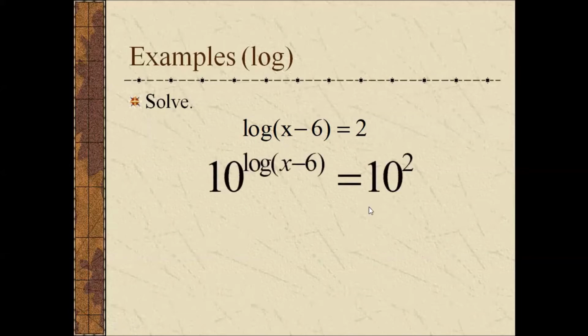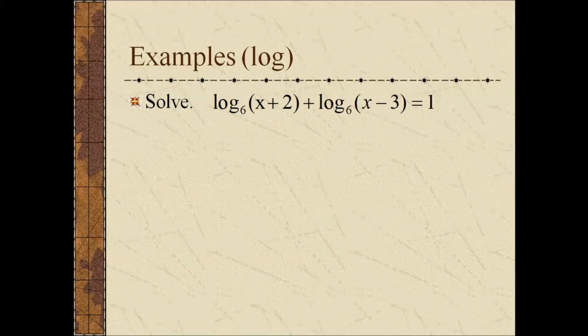And when I write this, I like to write the 10 very large compared to the other parts of the equation. That way I'm not confusing this 10 to the second power and thinking that it is 10 times 2. By property of logs, the left side simplifies to x minus 6. Essentially, the 10 and the log base 10 are canceling each other out. So we now have x minus 6 equals, and then 10 squared simplifies to 100. If we add 6 to both sides, we're done. x is equal to 106.